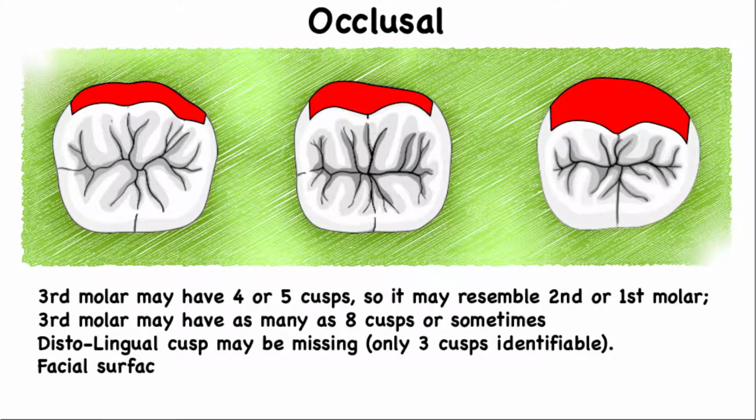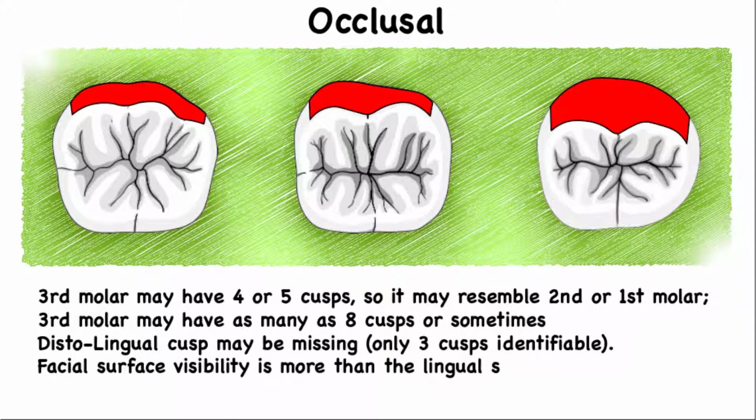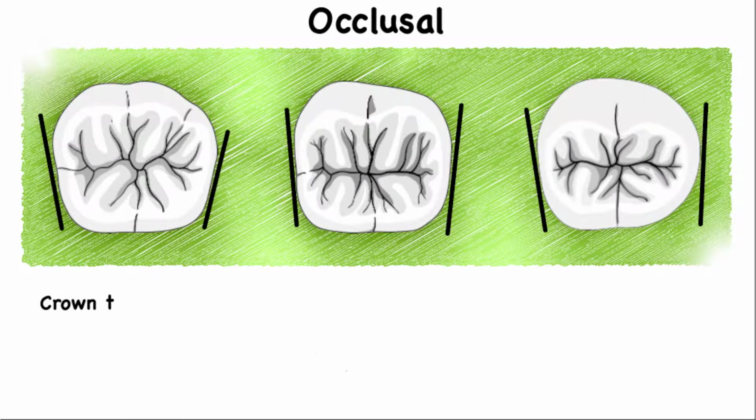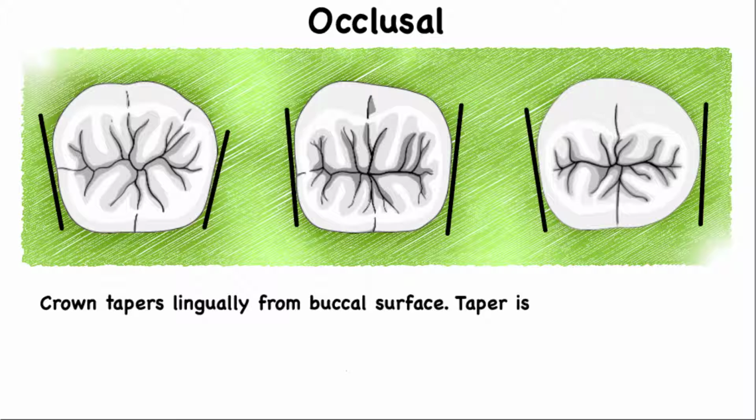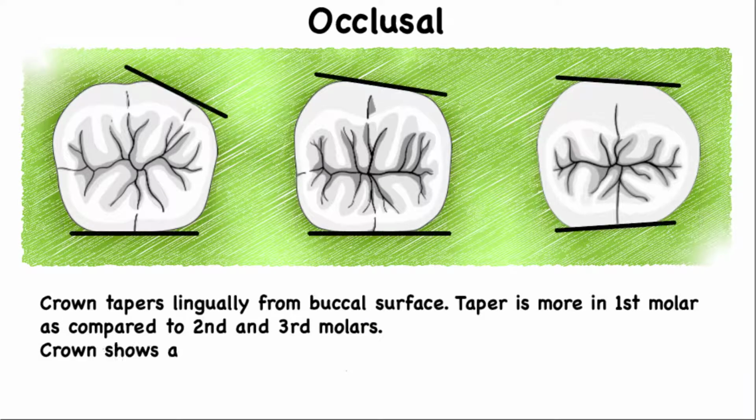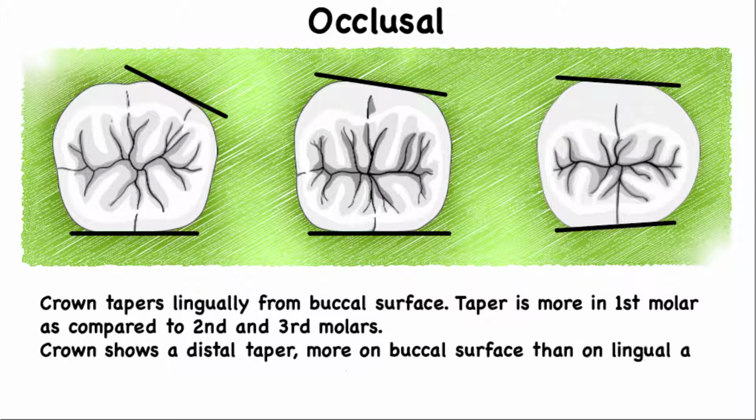The facial surface visibility is more than the lingual surface, and this is due to lingual crown inclination. All the crowns taper lingually from the buccal surface, and this taper is more in the first molar as compared to the second and third molars. All the crowns show a distal taper. This taper is more on the buccal surface than on the lingual and more in the first molar than in the second and third molars.